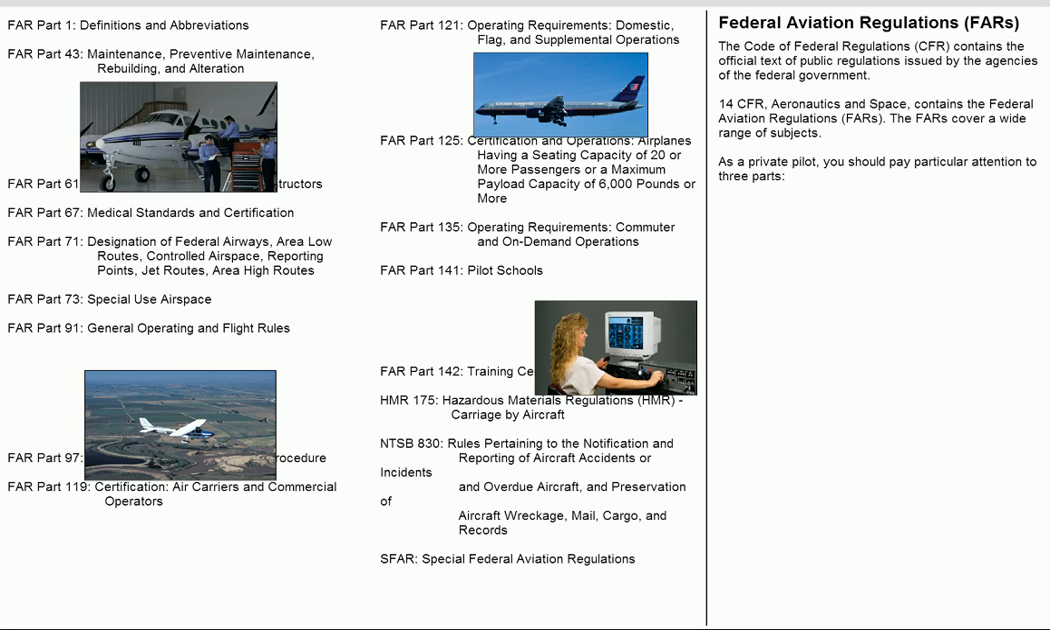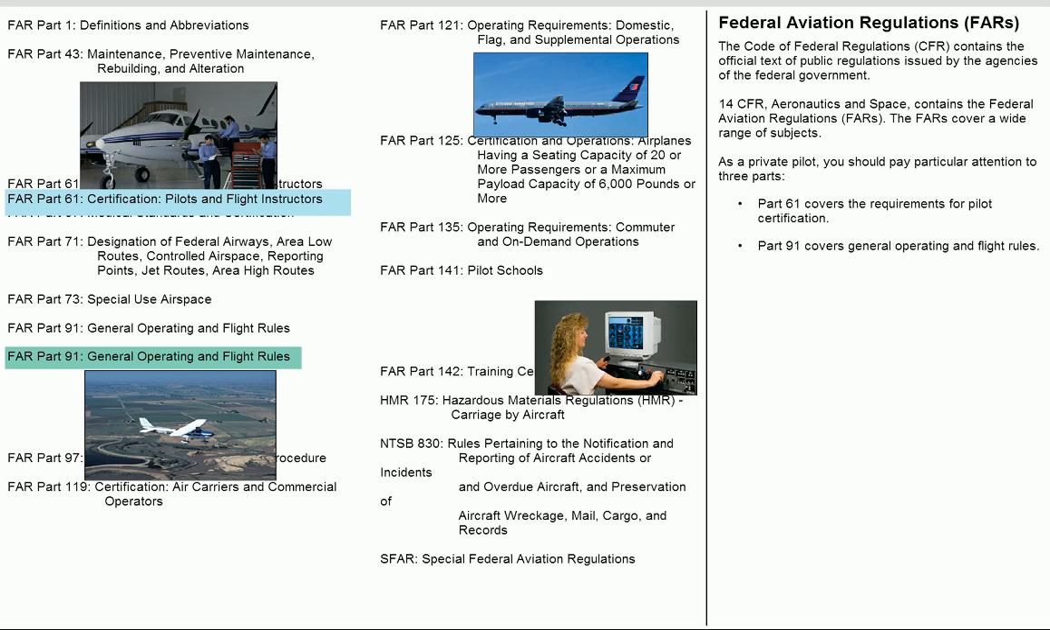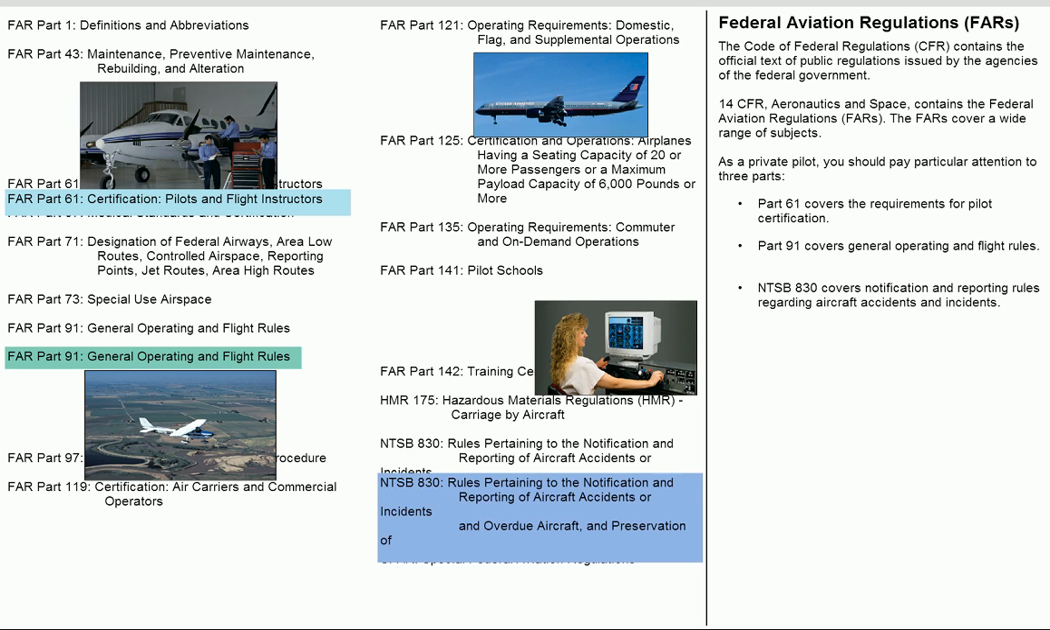As a private pilot, you should pay particular attention to 3 parts. Part 61, which covers the requirements for pilot certification. Part 91, which covers general operating and flight rules. And NTSB 830, which covers rules regarding aviation accidents and incidents.